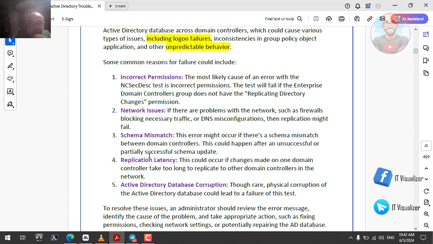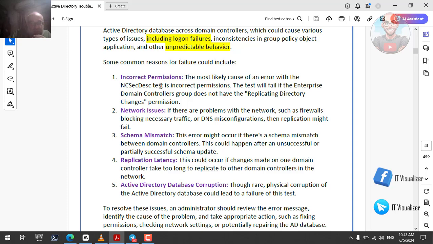This is one thing. Replication latency. If the replication is not done instantly, this could lead to problems with this test because changes on one domain controller take too long to replicate to other domain controllers in the network. Okay, I think maybe this is okay.